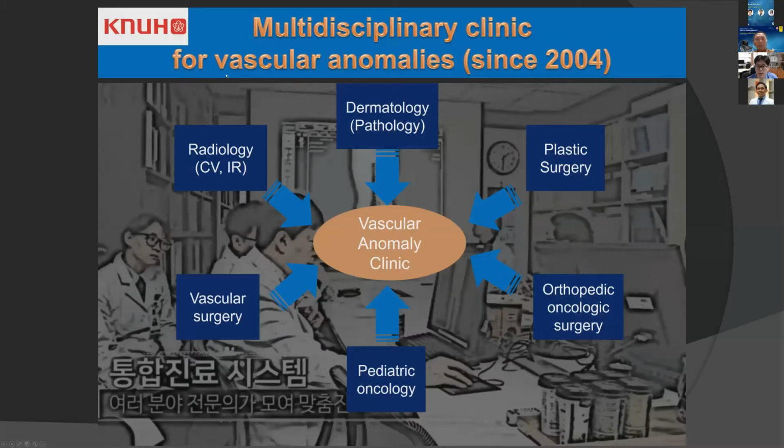A multidisciplinary clinic for vascular anomaly is very important to treat the patient. We founded this clinic in 2004. All of these departments join the outpatient clinic, and we discuss the patient treatment plan and follow-up interval or modalities.